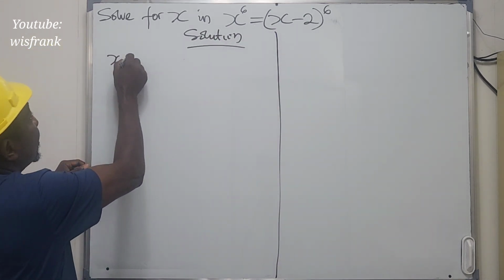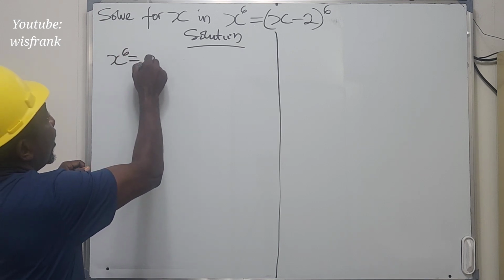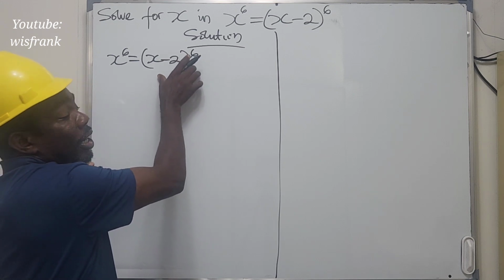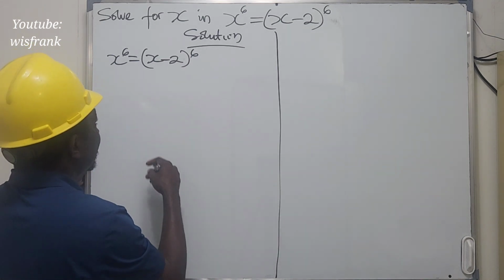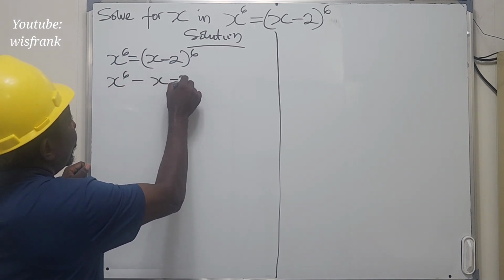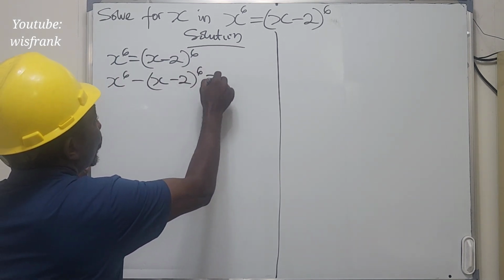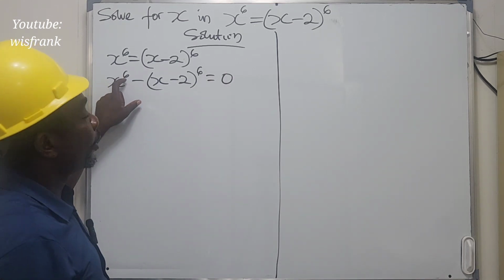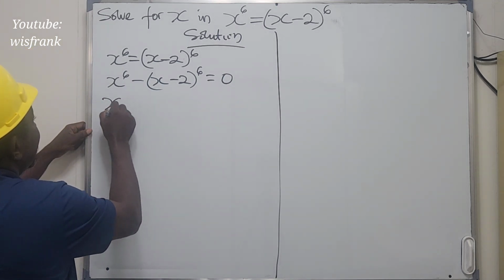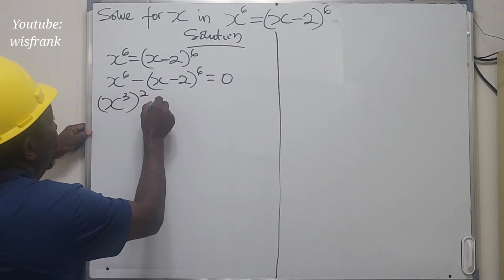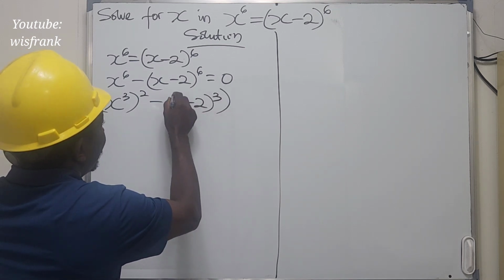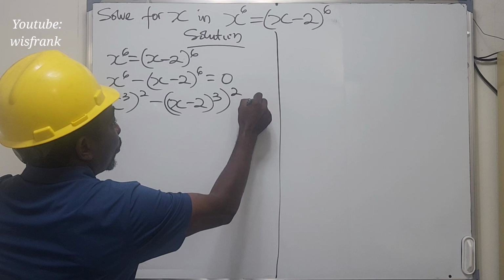We are given x to the power of 6 equals (x minus 2) all to the power of 6. So in this case, we are going to transpose the right hand side to the left hand side. So this will become x to the power of 6 minus (x minus 2) all to the power of 6 equals 0. So here we have to the power of 6 here and we also have to the power of 6 here. We can write this as (x to the power of 3) all to the power of 2 minus ((x minus 2) all to the power of 3) all to the power of 2 equals 0.